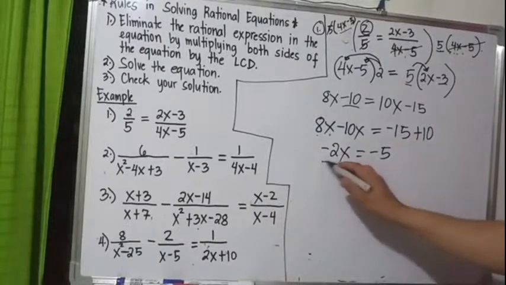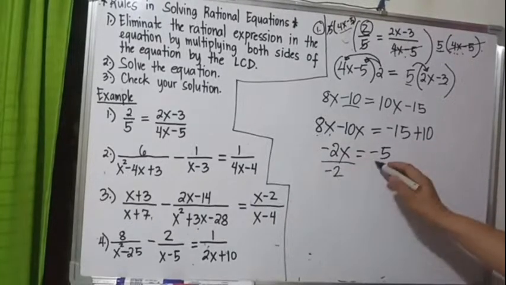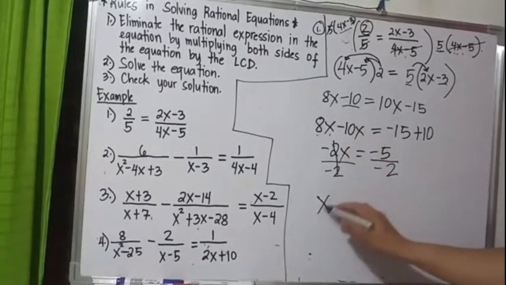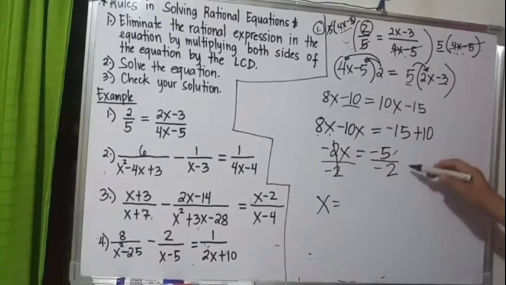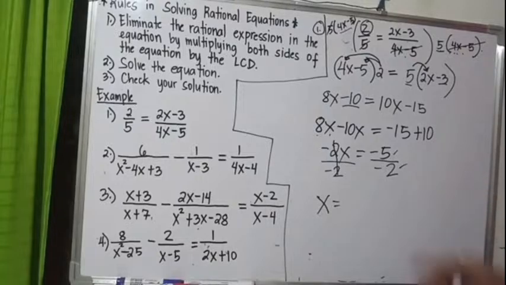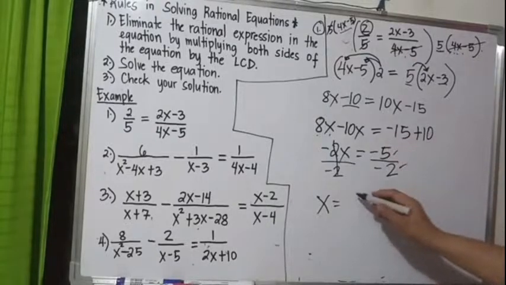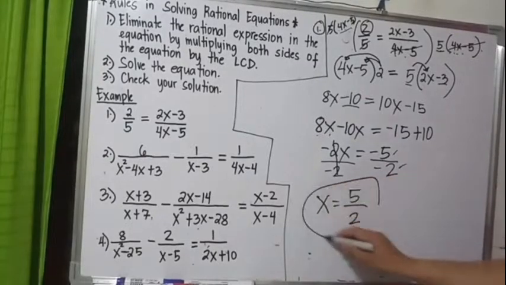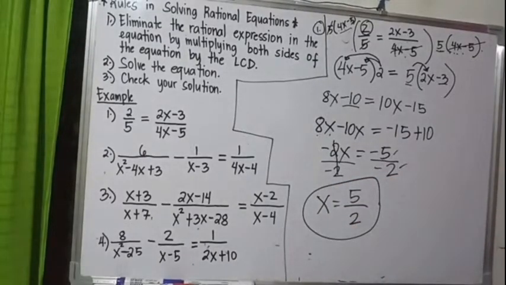Then, divide both sides by negative 2. So the value of x is negative 5 divide negative 2. So negative times negative magiging positive 5 over 2. So ito na yung value of x. Kayo na ang bahala ang mag-check. Kasi alam ko tama ito. Okay. Next.